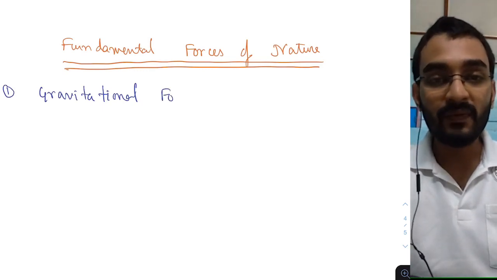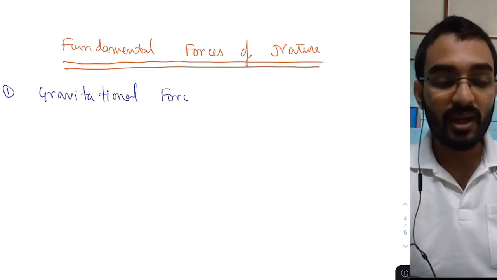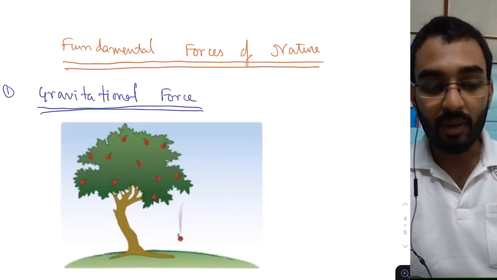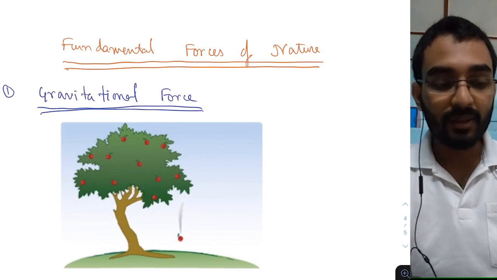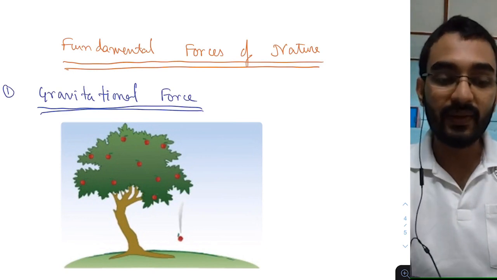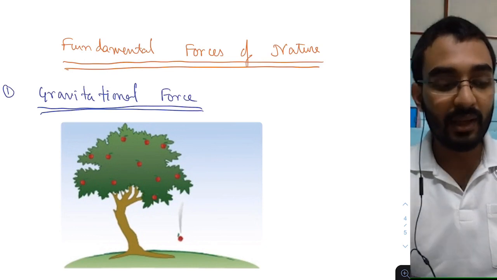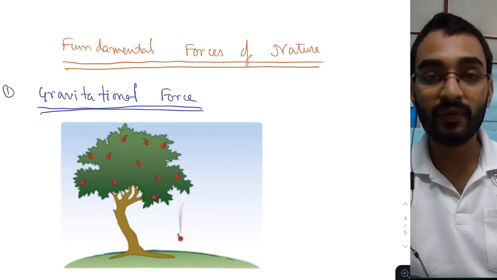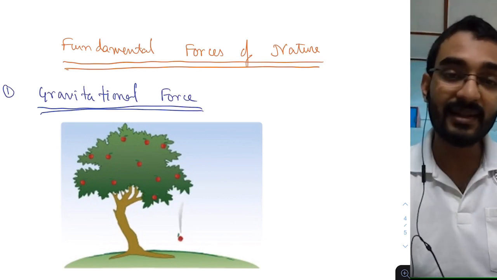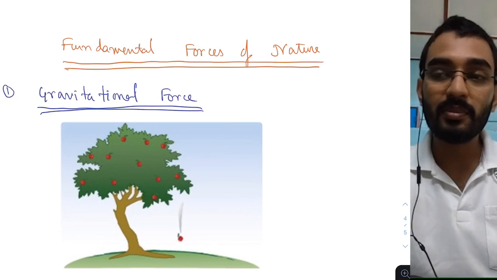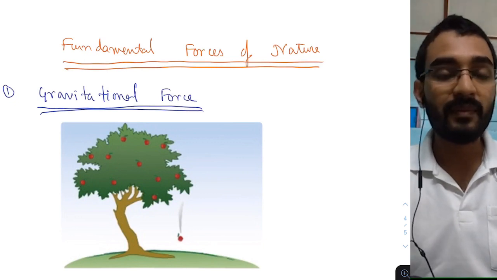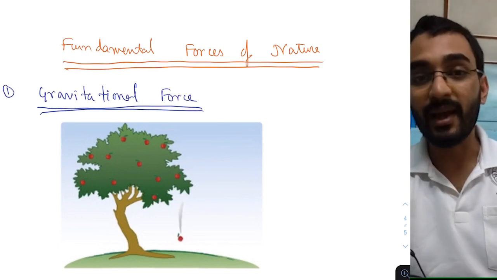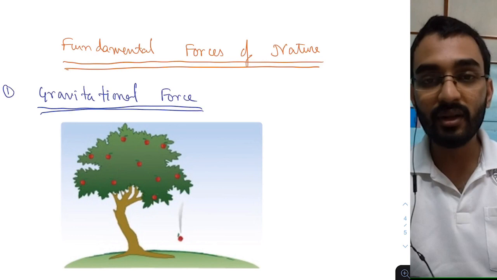The first fundamental force is the gravitational force. The gravitational force is the force of mutual attraction between two objects by virtue of their mass. The gravitational force is always attractive, and it is a universal force. Every object in the universe experiences the gravitational force due to each and every other object in the universe. For example, we are experiencing the gravitational force by the earth. Whenever we jump from some place, or even throw anything up to the sky, it comes back to the earth. That is gravitational force.